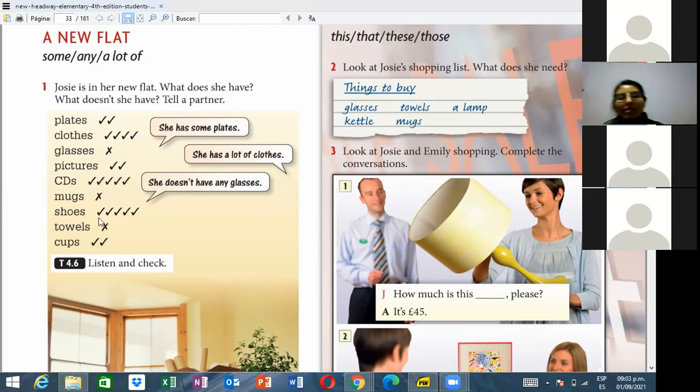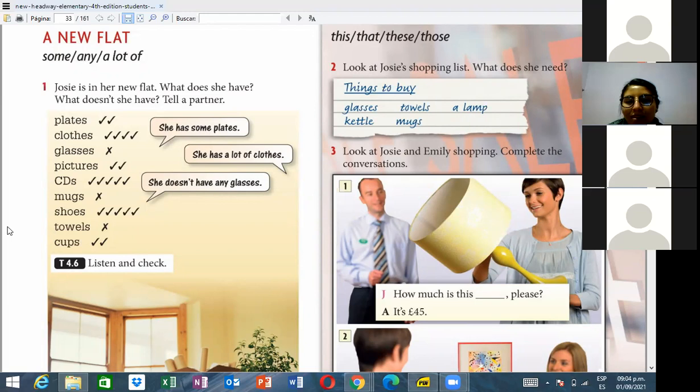That's it. Let's talk about mugs, please, students. Tell me. She doesn't have any mugs. Very good. What about shoes? She has a lot of shoes. A lot of shoes. Towels. She doesn't have any towels. And what about cups? She has some cups. Okay, let's check now, please.